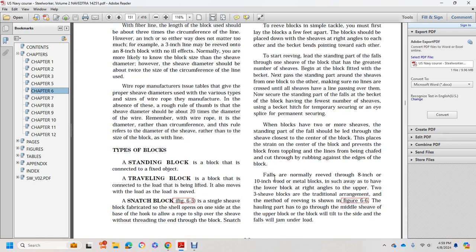When blocks have two or more sheaves, the standing part of the falls should be led through the sheave closest to the center of the block. This places the strain over the center of the block and prevents the block from toppling, and the line from being chafed or cut through by the rubbing edge of the block.